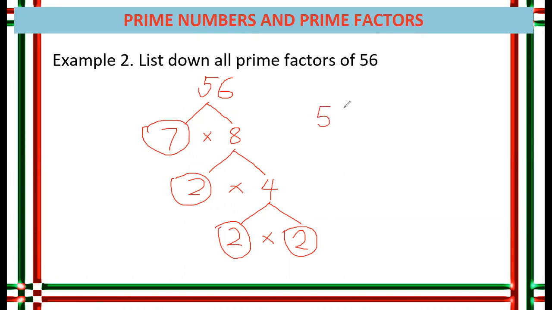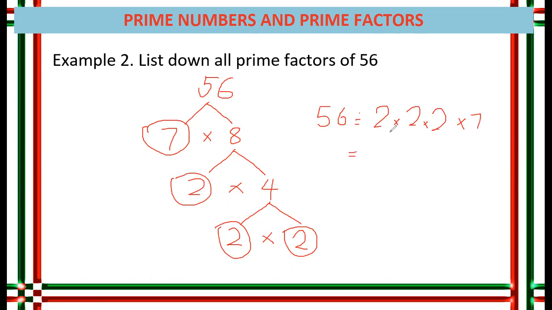So, let's write down 56. So, start from the smallest. So, 2 times 2 times 2 times 7. Let's count if we have 3 twos. 1, 2, 3. Okay, very good.